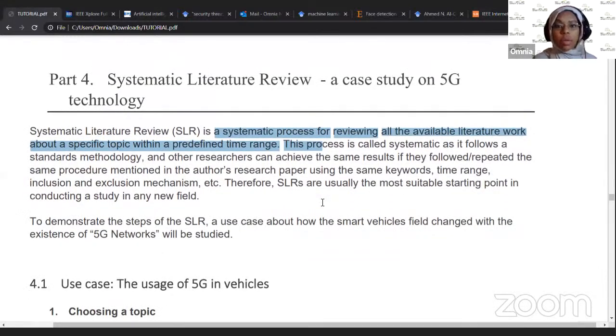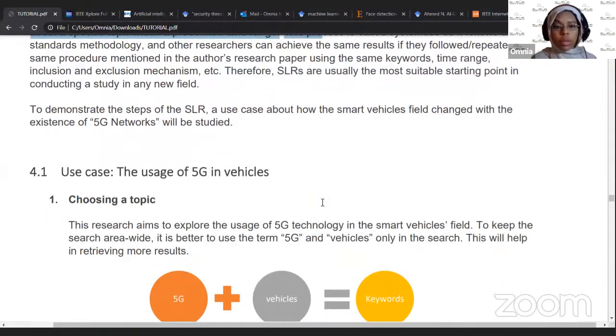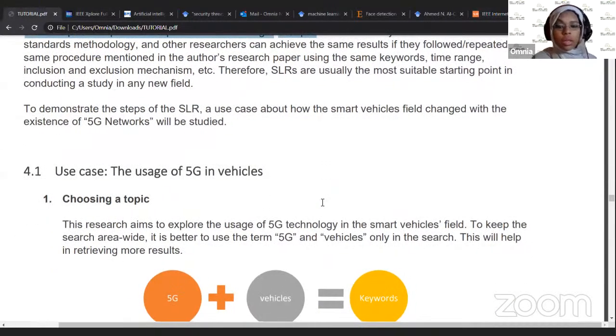Usually an SLR is the best way to start a research in a specific area because during the journey of making the SLR, you're going to get a lot of information and learn about the topic, what the recent points of interest in this area are, and so on. So let's start with the steps for creating an SLR.